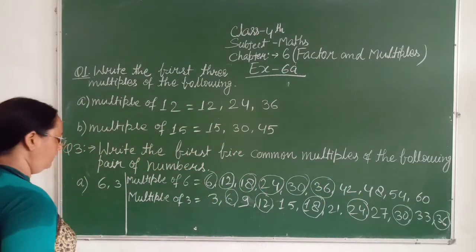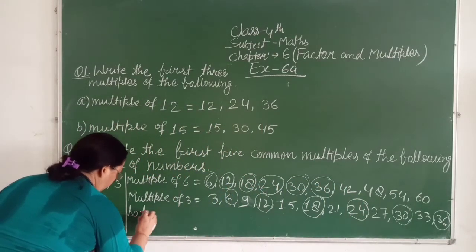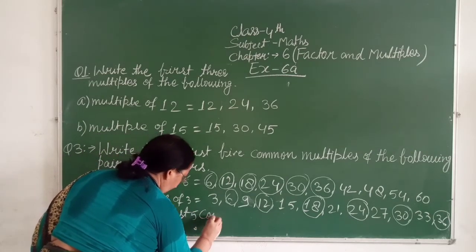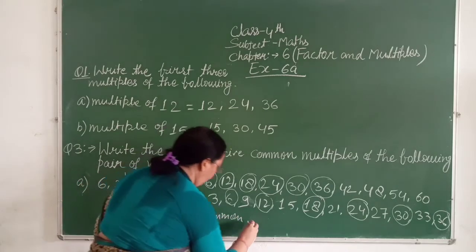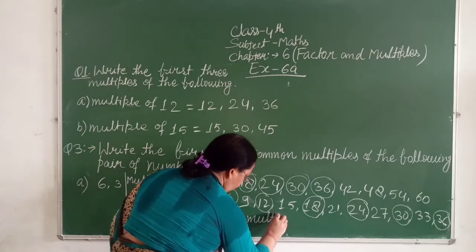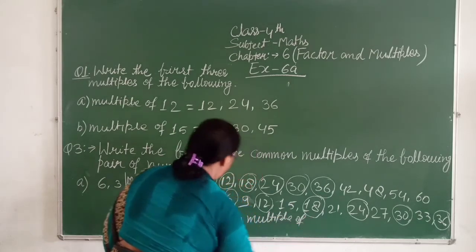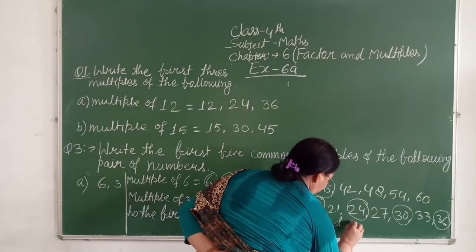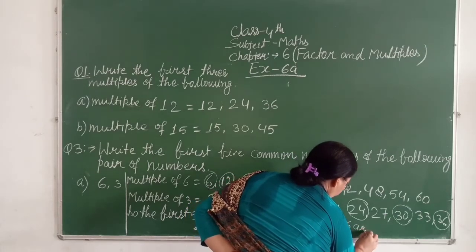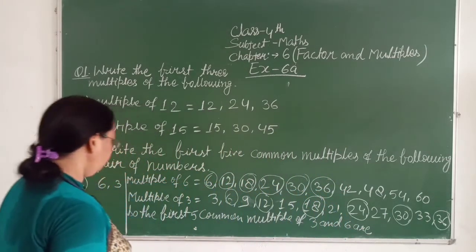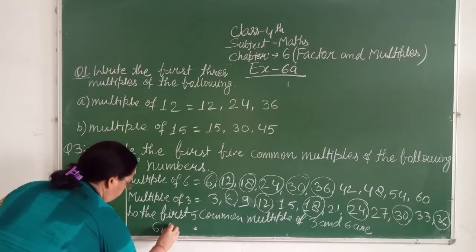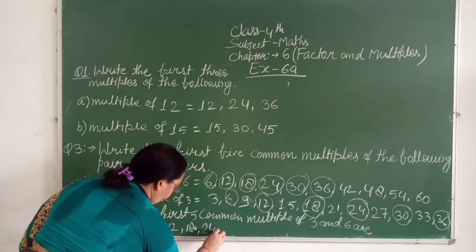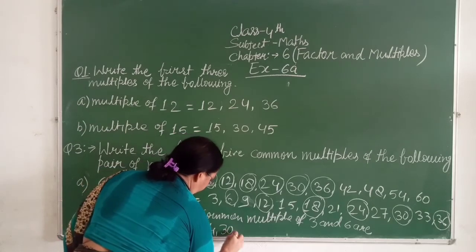So the first common multiples of 3 and 6 are 6, 12, 18, 24, 30 and 36.